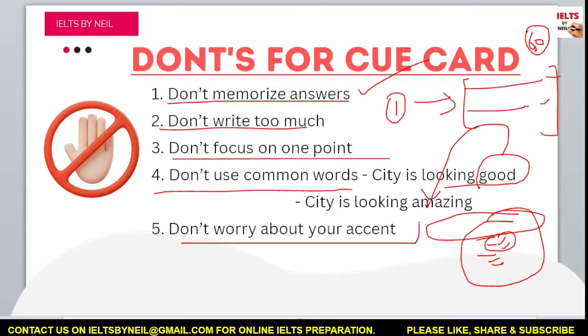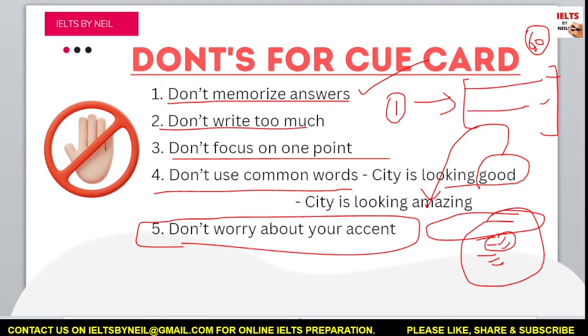And don't worry about accent. Your accent can be whatever, but your pronunciation has to be good. Accent is not important. Pronunciation is important, meaning how you say the words is more important than the accent. So these are some do's and don'ts for the cue card. Now let's go for the example question.